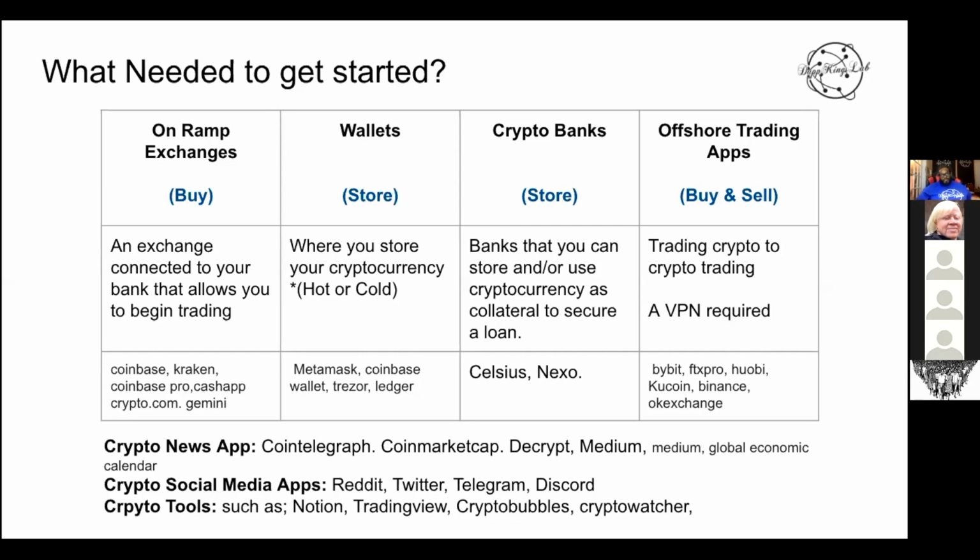And again, on ramp is the concept of your bank, whether it's Citibank or Bank of America, connecting your bank account to your cryptocurrency exchange so you can begin to fund and do transactions. So that's the first thing that you have to do, is to establish an exchange that you're going to work with, and to make sure that you can connect your bank to that particular account.